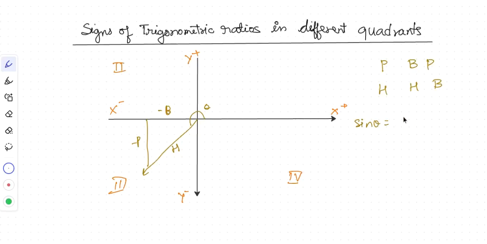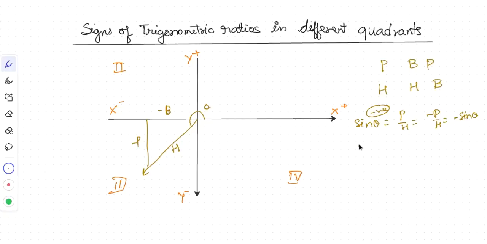Sin theta is perpendicular upon hypotenuse. Perpendicular is negative, hypotenuse is positive. So we have sin theta equal to minus p upon h, which is negative. So minus sin theta. So we can say that sin theta is negative in the third quadrant.